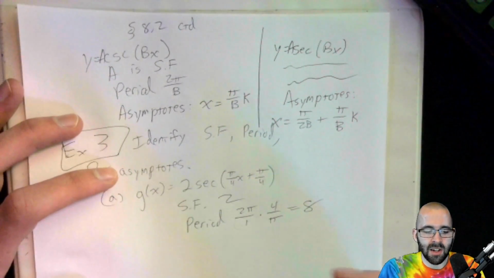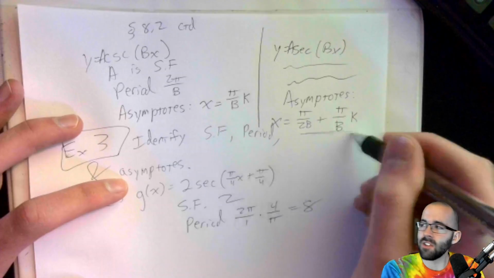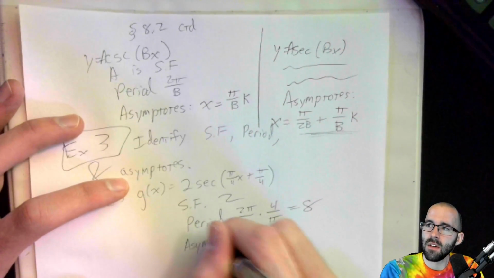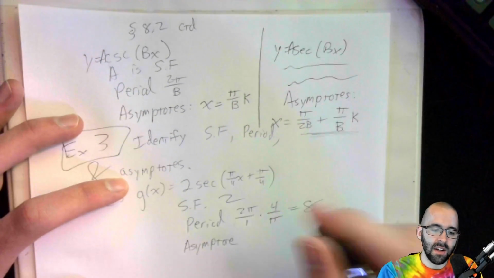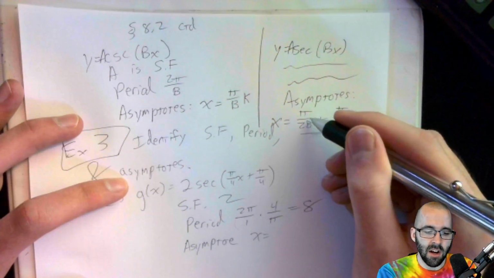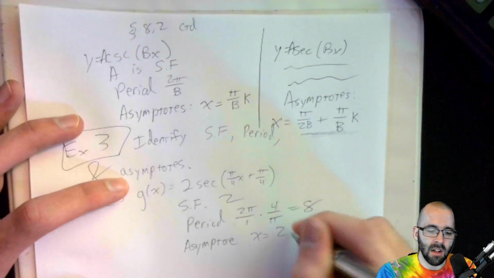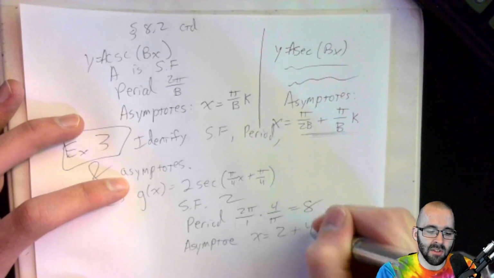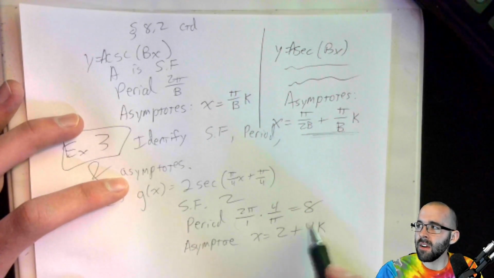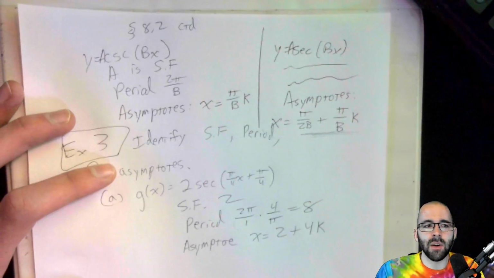Now the asymptotes are where it gets a little trickier, but again, we just look over here and incorporate the phase shift. The asymptote is going to be x equals, remember this is a quarter of the period. Quarter of the period is just 2, plus a half of the period, which is 4, times k. So there's one at 2, and then every 4 after that is what the asymptote is. And that's all there is to it.